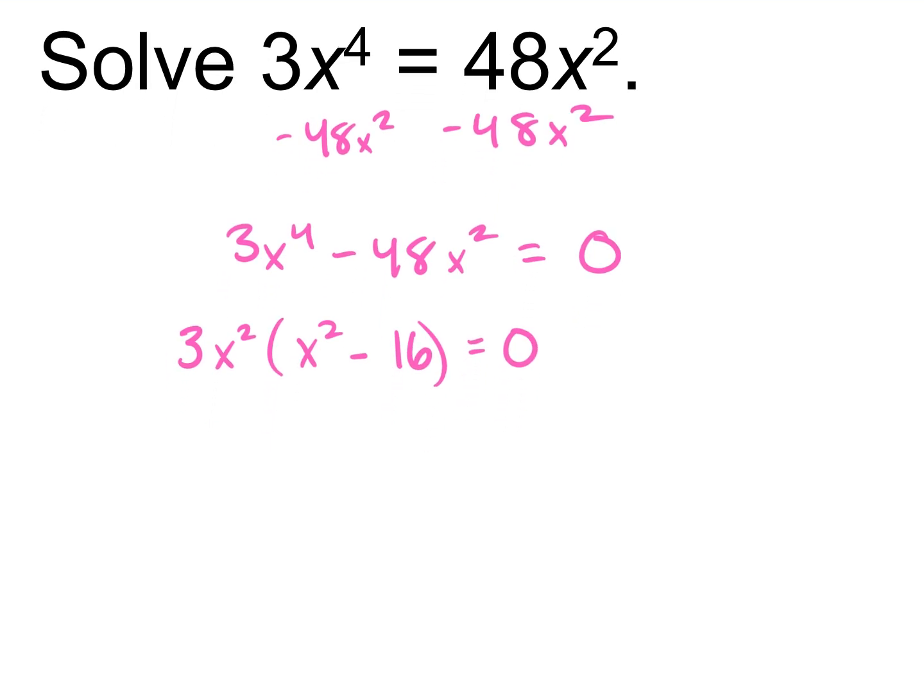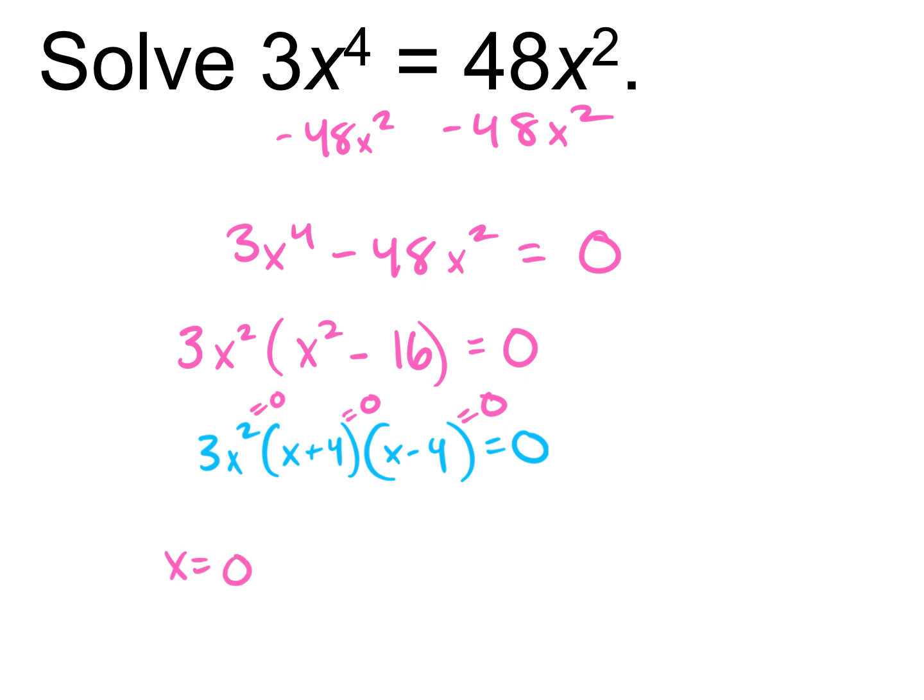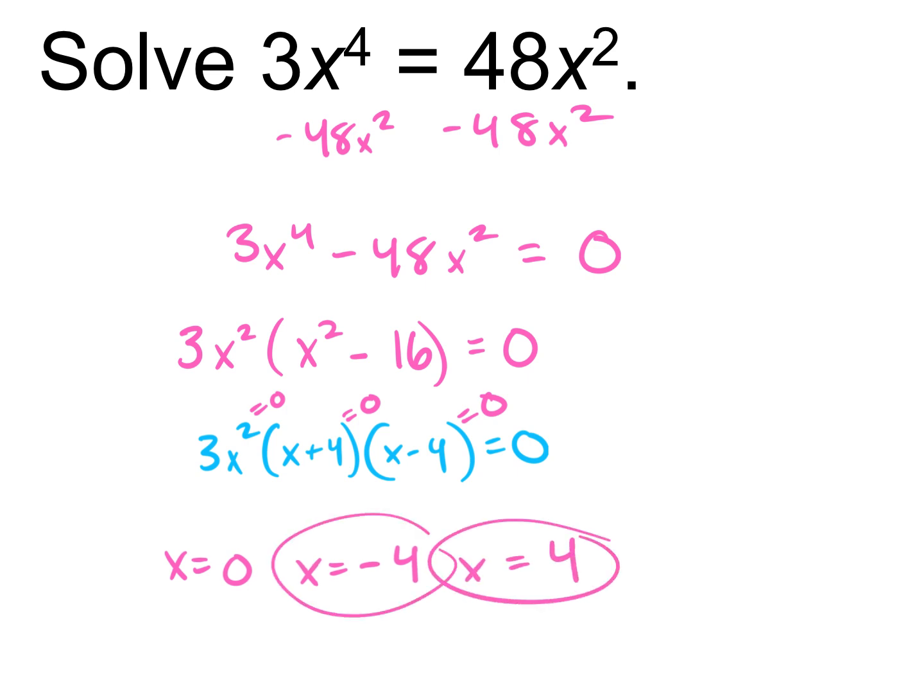Can this be factored anymore? How can we factor x squared minus 16 more? X plus 4, x minus 4. Awesome. It's the difference of squares. What can we do next? Set each piece equal to 0. So 3x squared equals 0. What does x equal? 0. X plus 4 equals 0, x is equal to negative 4, and x is equal to positive 4. So these would be our 3 answers.